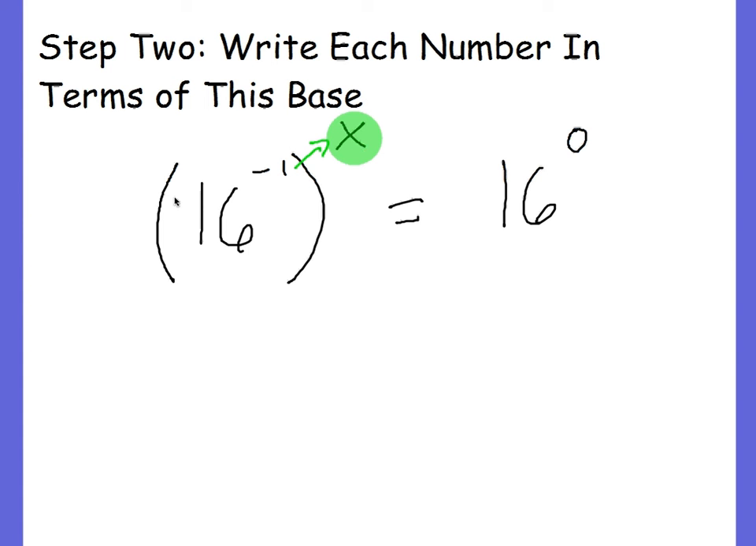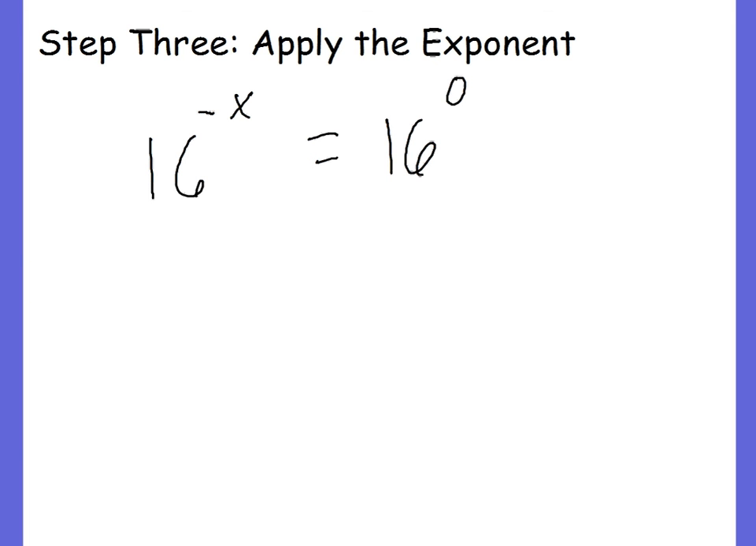And that's the whole reason we find a common base. The reason we do that is because we can turn the equation into just the exponents since the bases are the same. So just remember that's why we're doing that. It just becomes an exponential equation, meaning you just set the exponents equal to each other. So when you apply the exponent, you get 16 to the negative x equals 16 to the 0. And you can see now that since the bases are the same, you just set the exponents equal to each other. What do you guys think x is going to be?